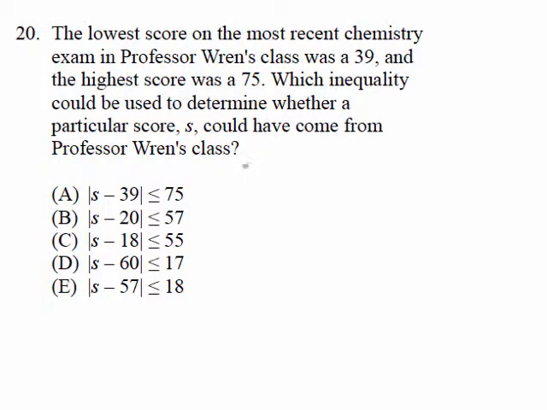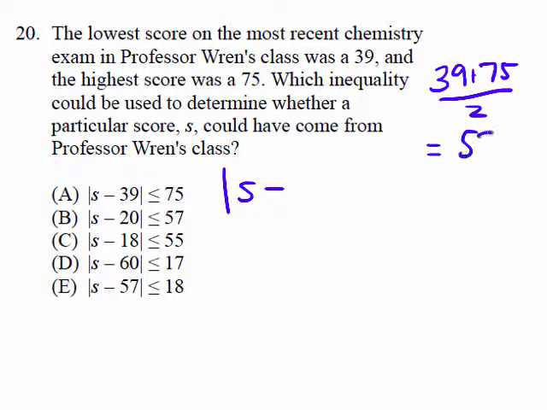First, if you have memorized a formula, and this formula is in the book, if you have the absolute value of the variable, in this case that's s, minus the middle of the range. So our range here is 39 to 75. So the middle of the range is going to be (39 + 75) over 2, and of course that equals 57 when you do that in your calculator. So the variable minus the middle of the range is going to be less than or equal to the distance from the middle to the ends of the range.